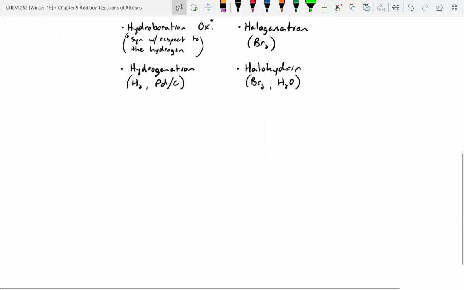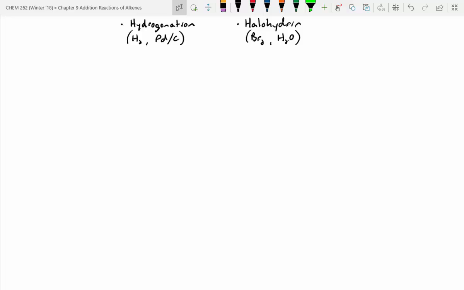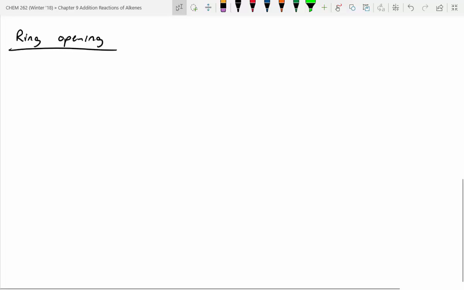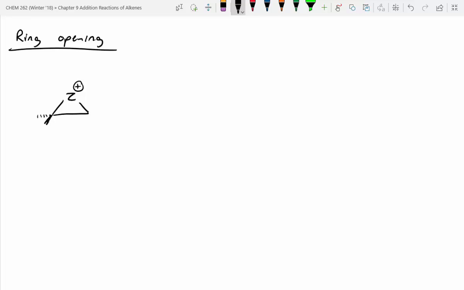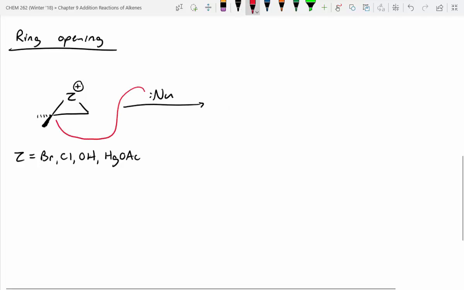All right, there's one last thing that will come in handy, especially as the year goes on, and this is ring opening. We saw a few examples where we have some sort of three-membered ring, right? So let's say we've got Z with a positive charge. Z is just a placeholder element right now. And we know that Z can be bromine when it's in a three-membered ring. It can be a chlorine. It can be an alcohol. It can be mercury with an acetate group coming off. It can be a lot of different things, right? But we've seen in most of these that some sort of weak nucleophile can actually attack in. However, it usually prefers to attack the more substituted carbon and ring open it, right?